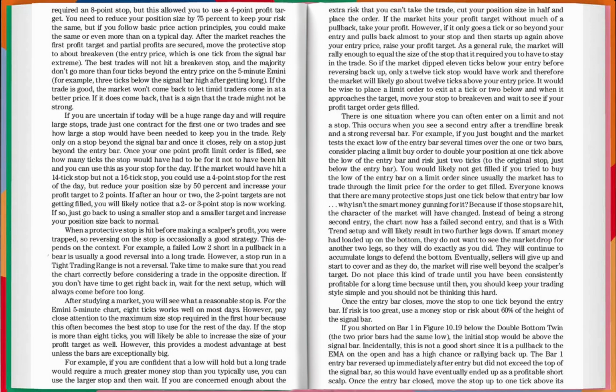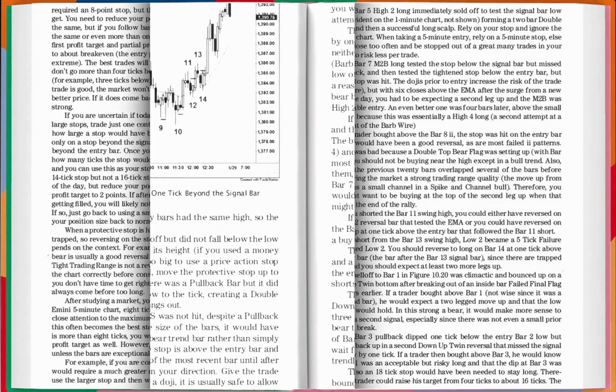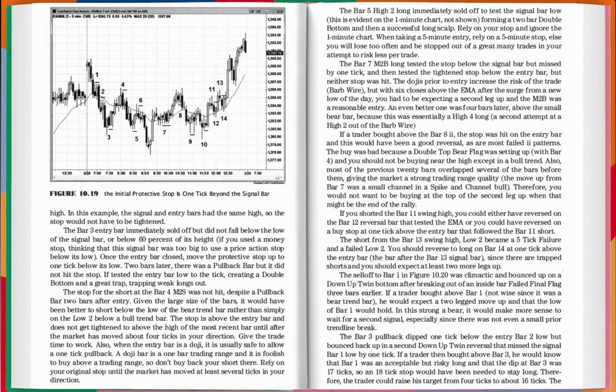Incidentally, this is not a good short since it is a pullback to the EMA on the open and has a high chance of rallying back up. The bar 1 entry bar reversed up immediately after entry, but did not exceed the top of the signal bar, so this would have eventually ended up as a profitable short scalp. Once the entry bar closed, move the stop up to 1 tick above its high. In this example, the signal and entry bars had the same high, so the stop would not have to be tightened.